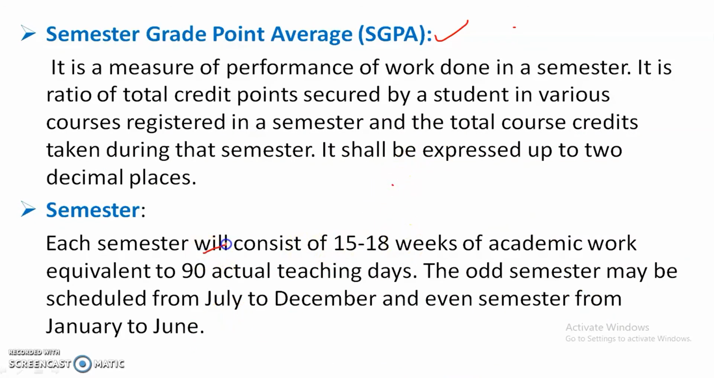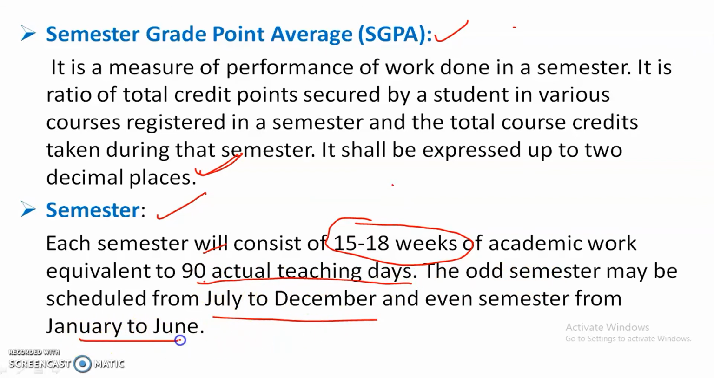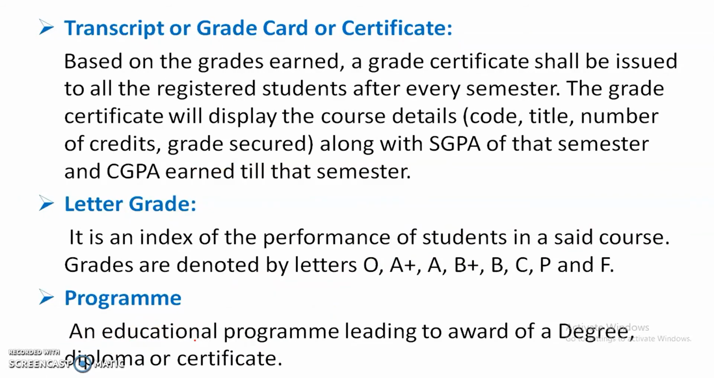So it is also expressed up to 2 decimal places. And coming to the semester, it is nothing but 15 to 18 weeks of academic work equivalent to 90 actual teaching days. The odd semester has to be planned between July to December, and the even semester has to be planned between January to June.